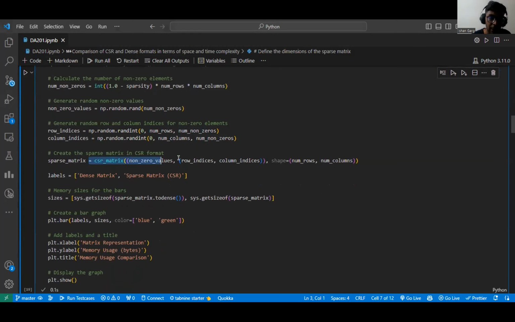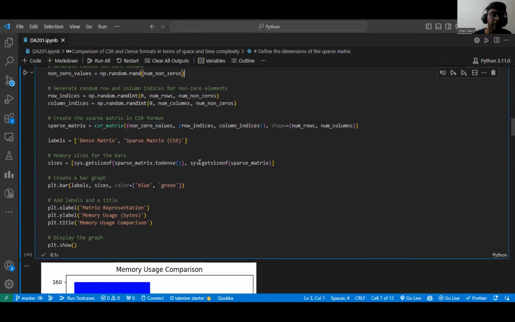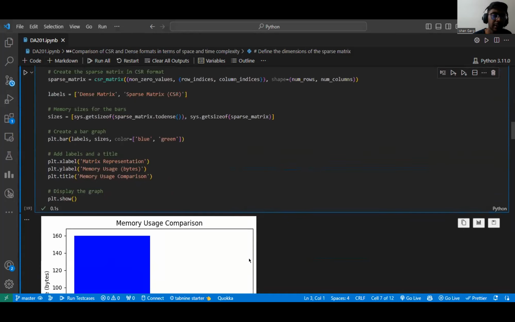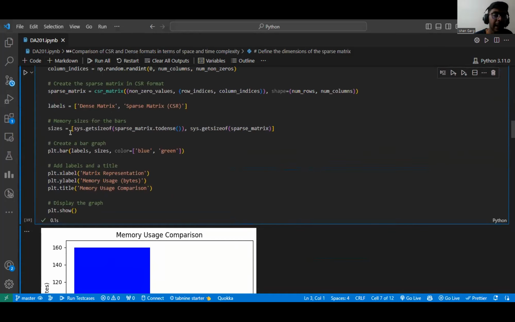Through this, we are forming our sparse matrices. These contain our non-zero values, which we have created through this random function. This is the row indices, column indices, and the shape, number of rows and number of columns, that is 1,000 cross 1,000. Now we are plotting this. For that, we are using two labels, dense matrix and sparse matrix. We are getting sizes using the sys library of Python, that is sys.getsizeof, for the dense as well as the sparse matrix. This provides us the size of the dense matrix, and this provides us the size of the sparse matrix.